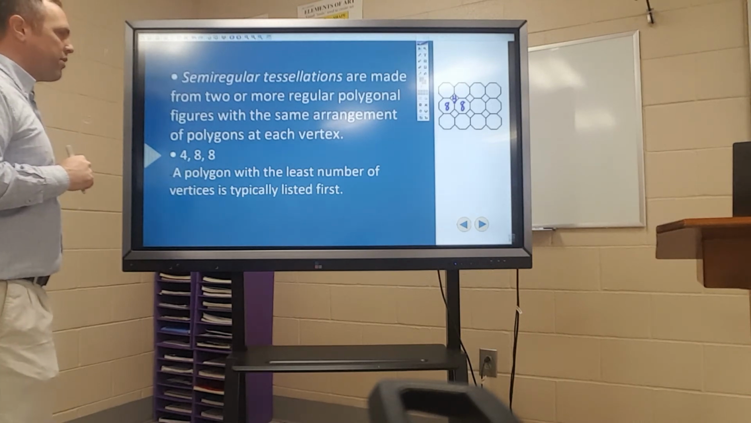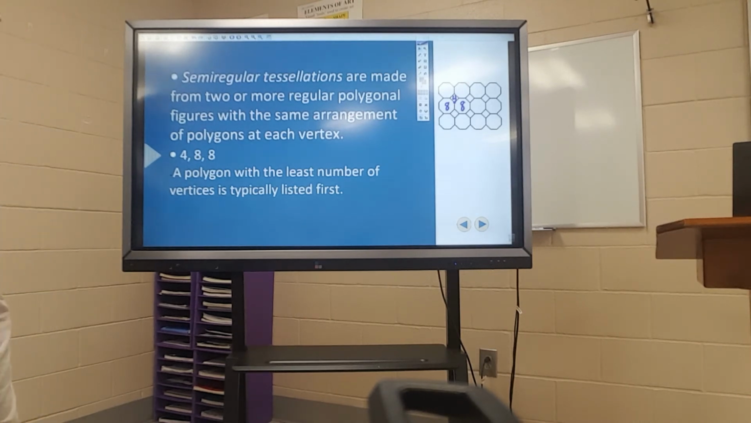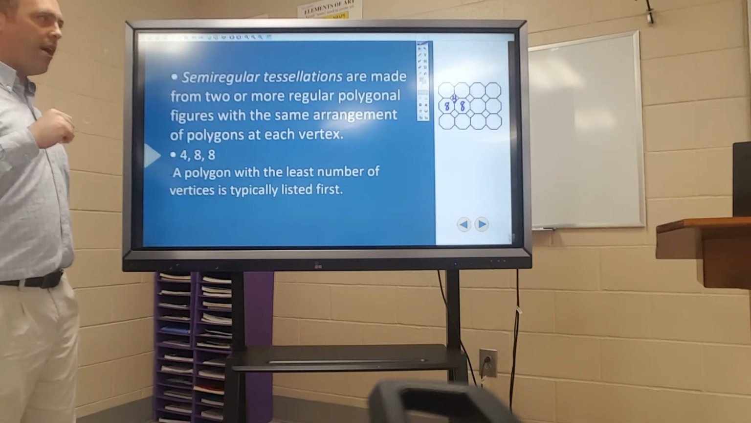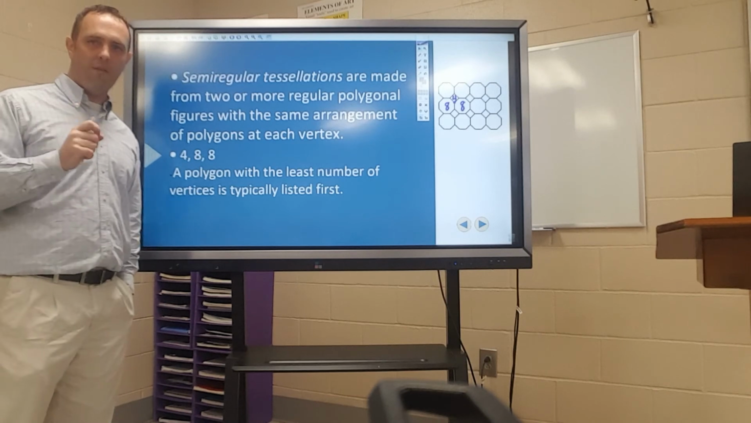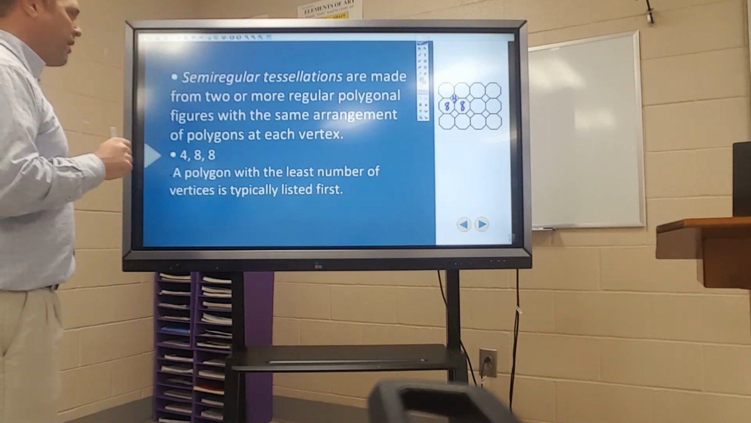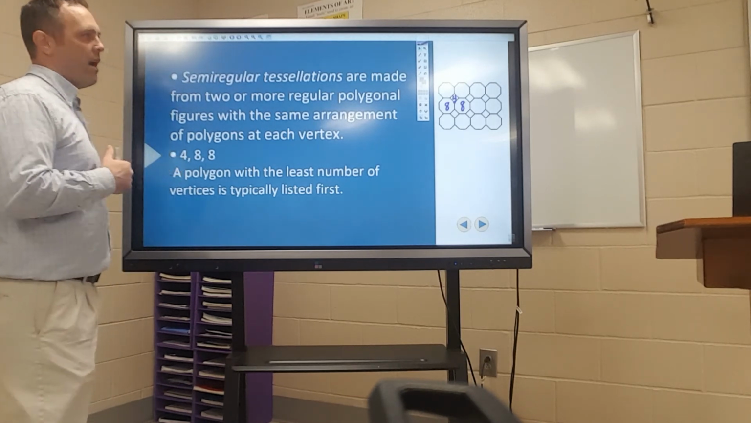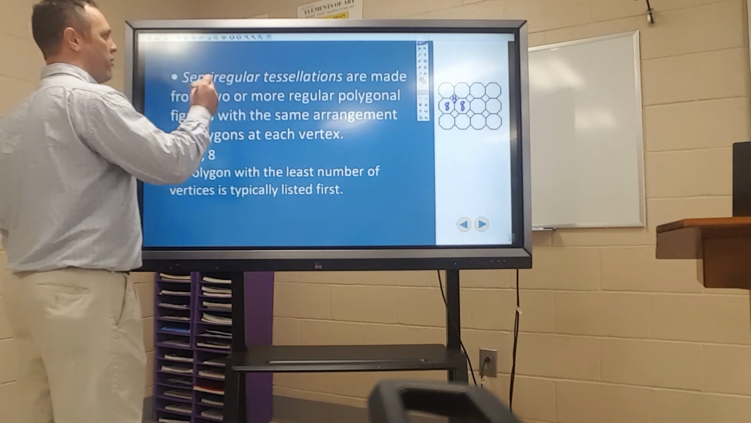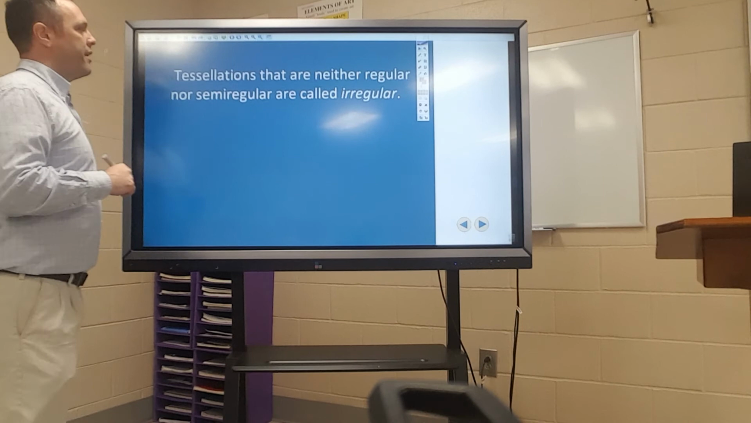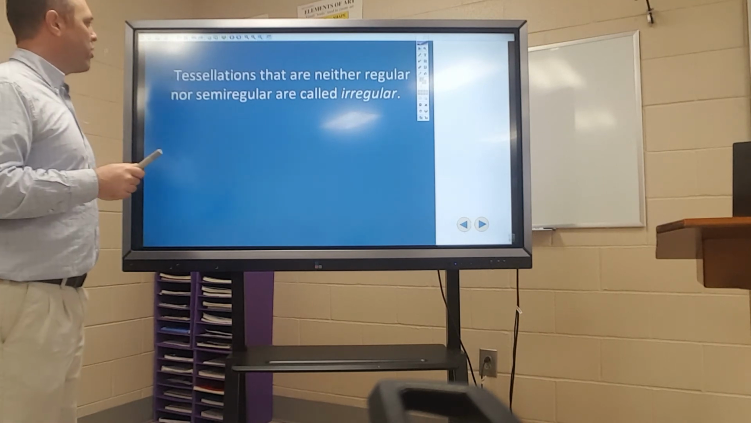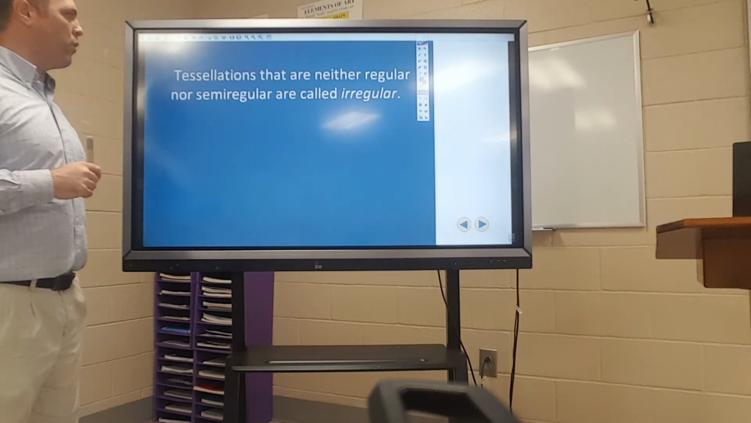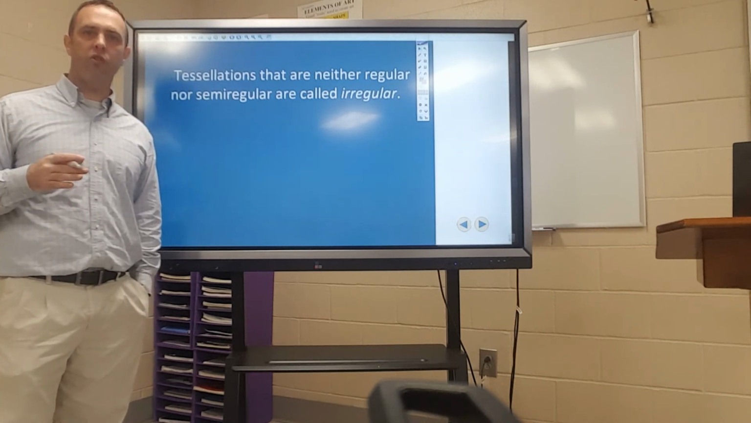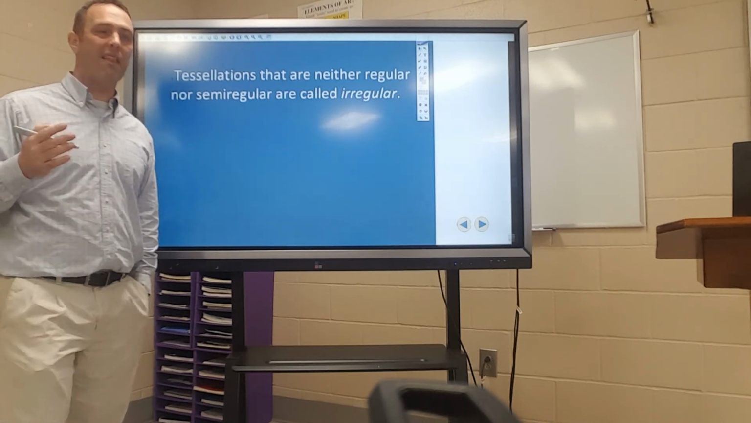A polygon with the least number of vertices is typically listed first. We said that earlier. I didn't know if I had it on the PowerPoint or not. But the polygon with the least number of vertices, we list first. So we look there, and that would be 4, that's 4 vertices with 4 sides. Tessellations that are neither regular nor semi-regular are called irregular. Irregular shapes are going to be ones that have different lengths.